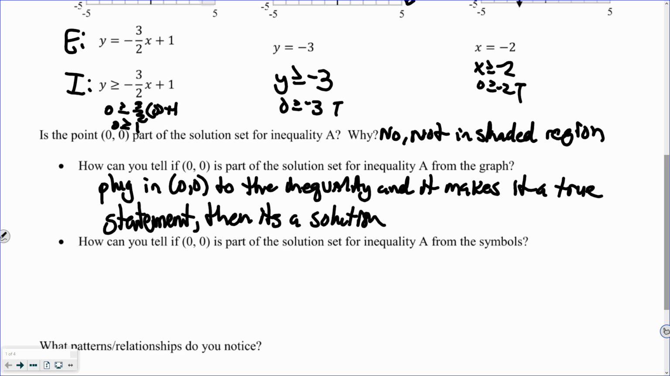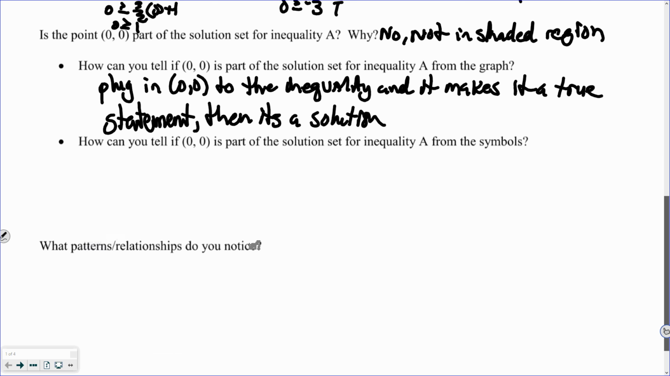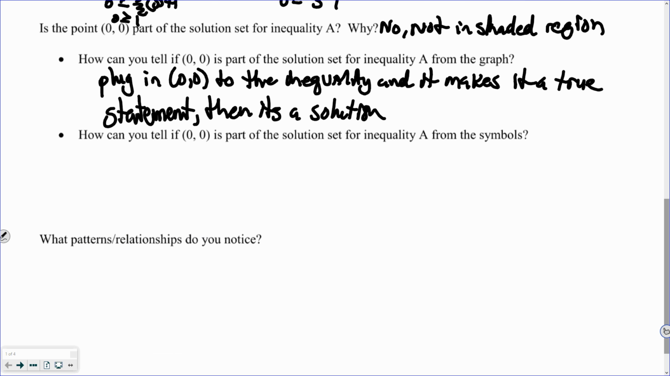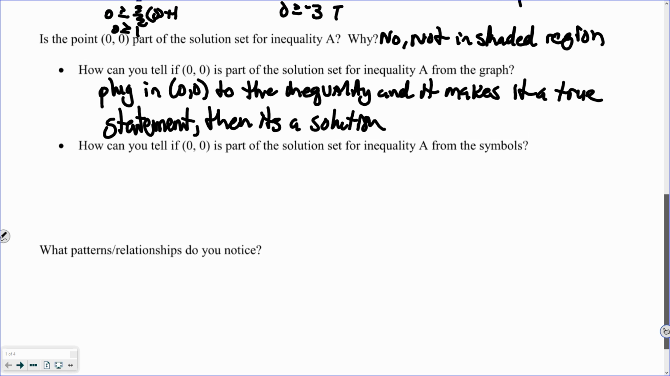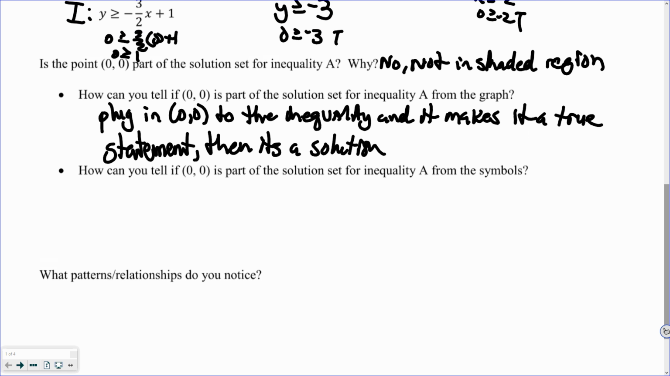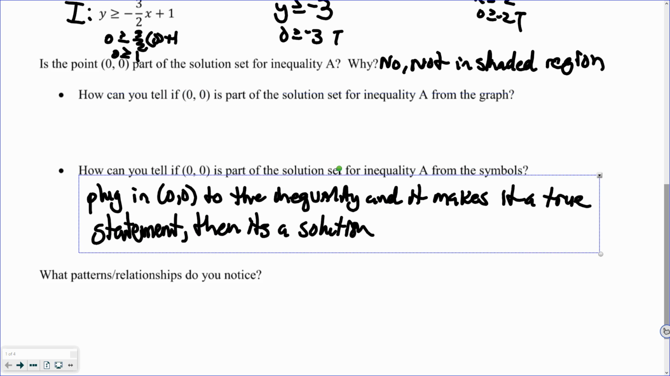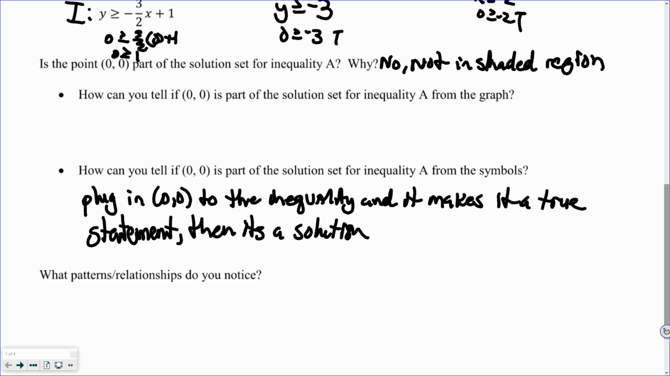So again, it's a great test point because the only line obviously you can't test it for is a line that goes to the origin. Then you just got to pick a different point. So I moved this, so let me back up here. This answer actually goes down here. And then when you look at the graph, you would just make sure you look for the point in the shaded region. That's more of a visual thing, right?